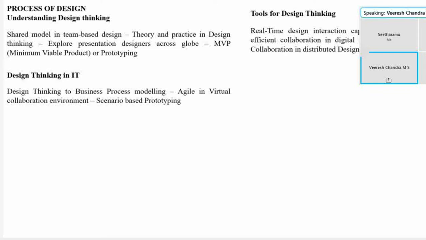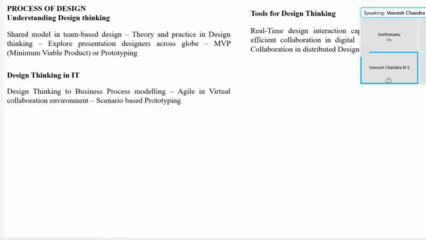What is business process modeling? What exactly is business process modeling? How exactly is business process modeling associated with design thinking, or design thinking associated with business process modeling? What are the advantages a company or an MNC may get from mixing up these two things? They will move tandemly, that is design thinking as well as business process modeling. They will go hand in hand, and they will give profit to the company. How? I'll tell you.